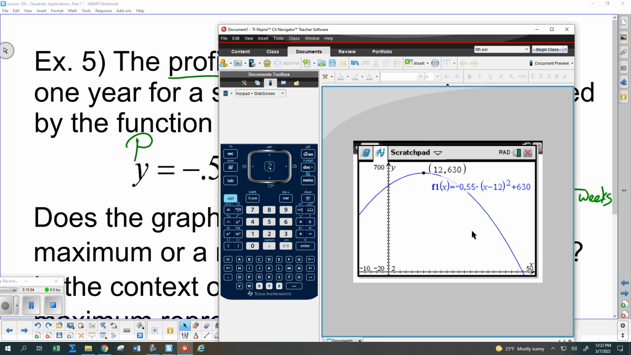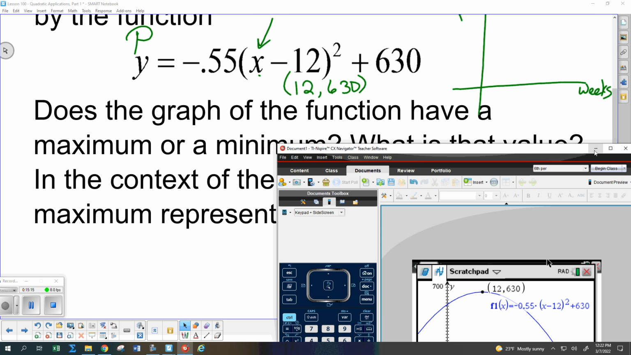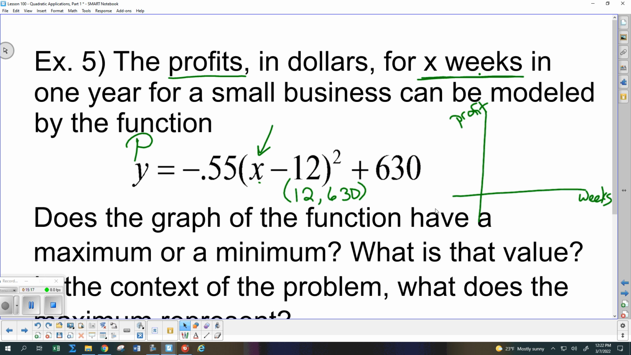I'm going to draw a sketch. I'm noticing my y-intercept is something positive, but this did not ask me for a y-intercept, so I don't have it defined. What I am going to do when I draw my sketch here is it's going to have a positive y-intercept, and then it's going to come down, and this is 12,630. That's the only point that this problem asked me about.